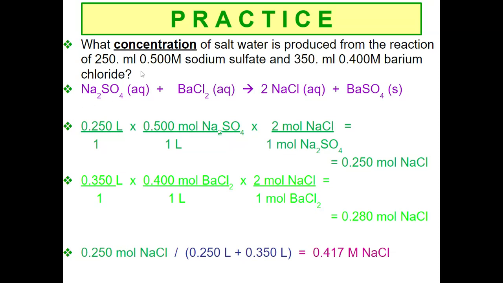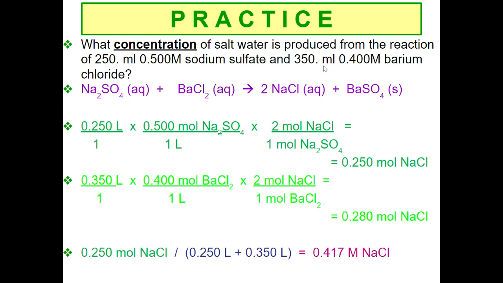So set it up just like you did before. We start with our liters. So for sodium sulfate, we're going to start with 0.250. Get rid of liters, go into moles by using the molarity. Get rid of moles of sodium sulfate and convert to moles of sodium chloride using their coefficients of 1 and 2. We get 0.250 moles of NaCl.